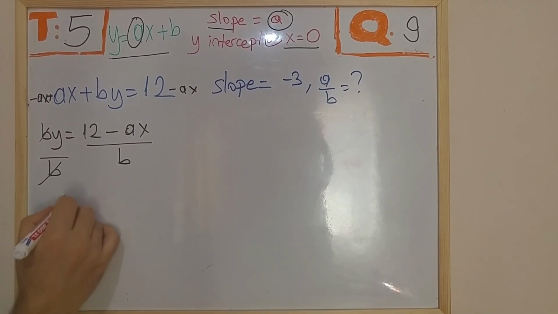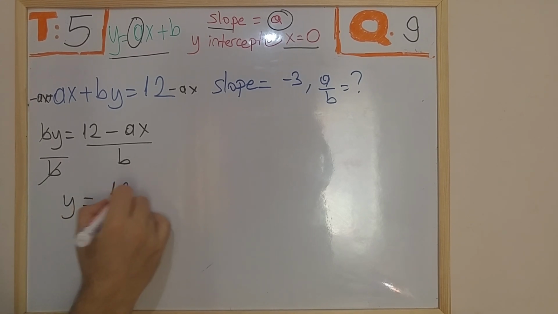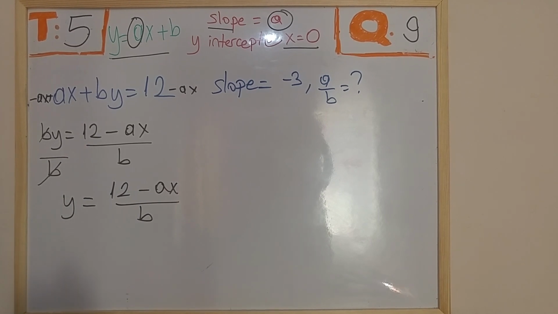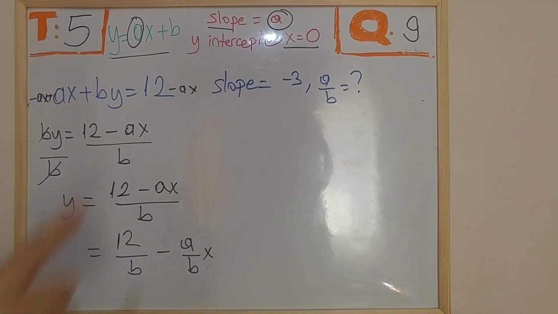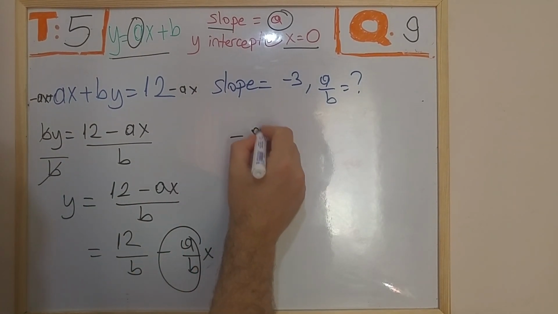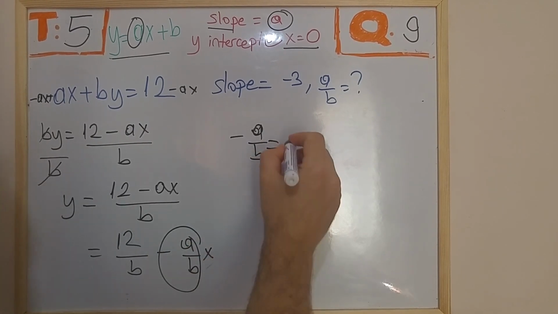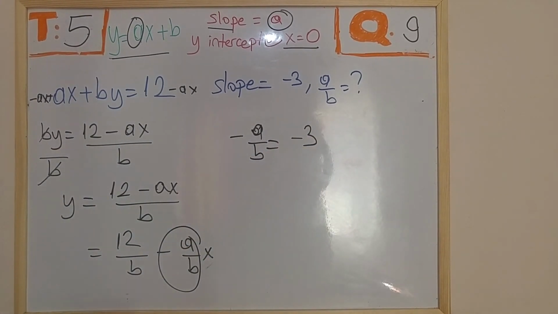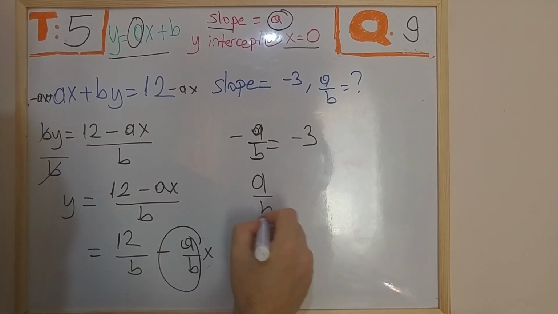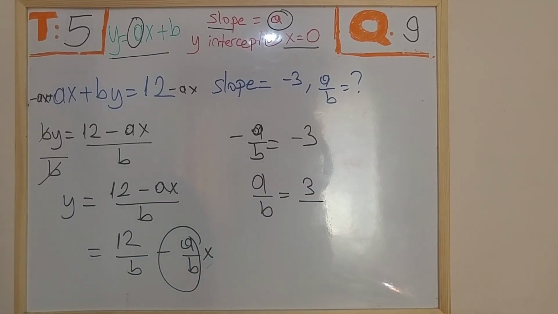Like this. And we have y = (12 - ax)/b, or you can say 12/b - (a/b)x. What we are asked here is a/b. Now the slope is, as you see, -3. So that -a/b is equal to -3. That's what we have here. It means that when we multiply each side by -1, a/b will turn out to be equal to 3.